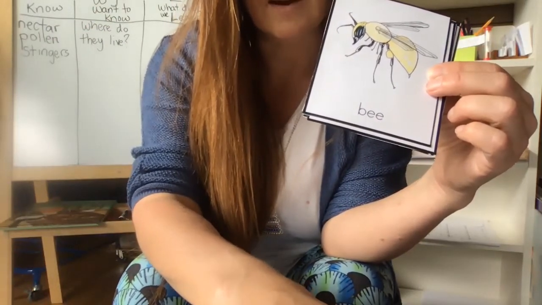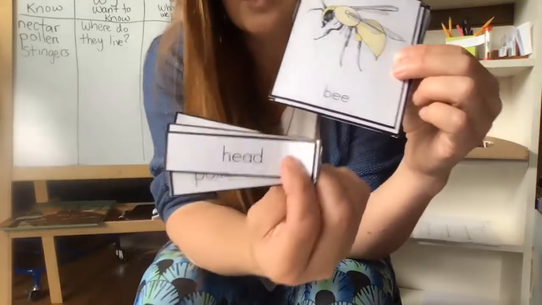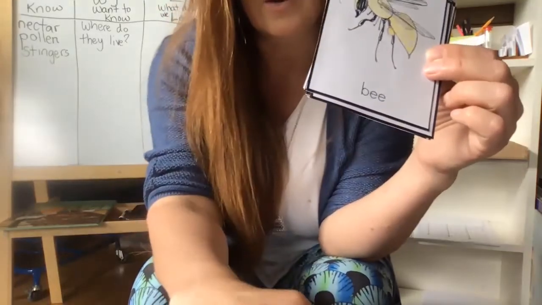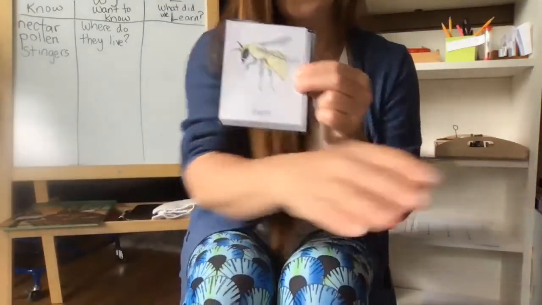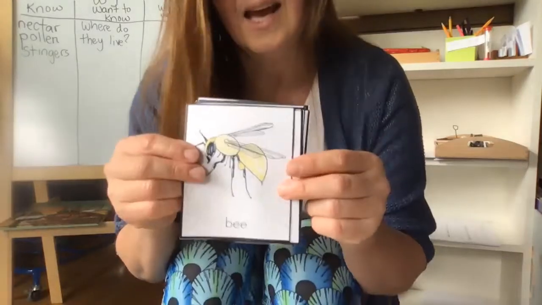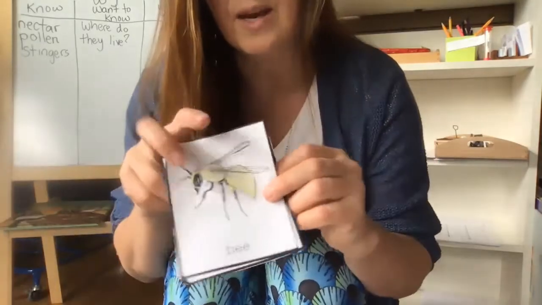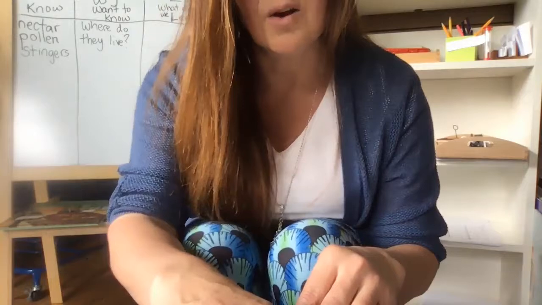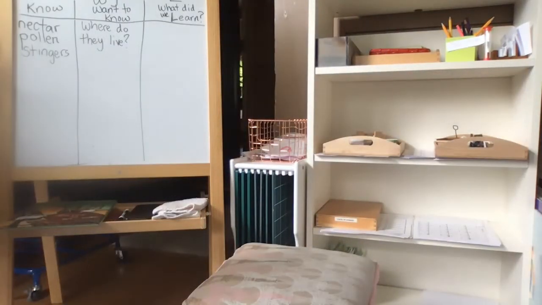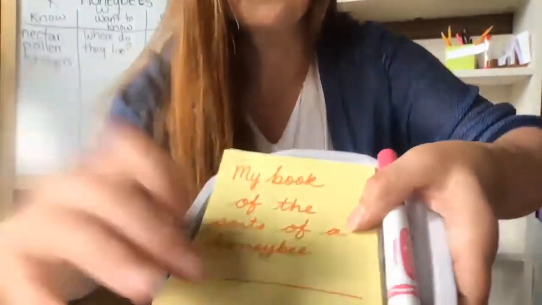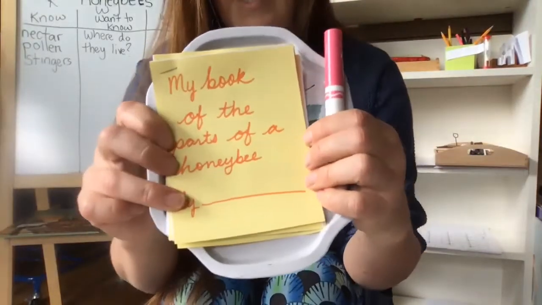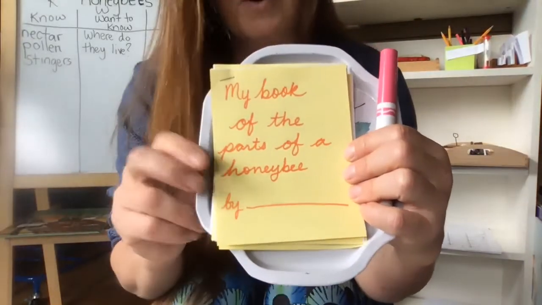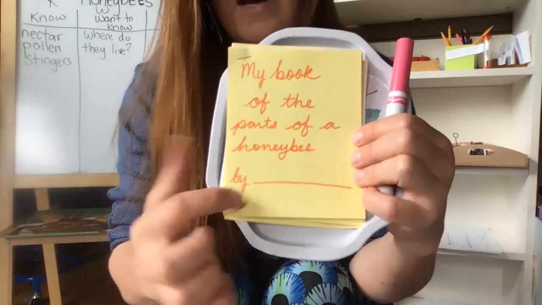And I'm just picking these at random so they do not match. So here's the label. Okay, so once we have all the cards laid out and they're nice and organized, and I've shown and we've matched, then I will show them that they can make their own book of the honeybee. And I will get that off the shelf, and here it is sitting on its own tray right here. My book of the parts of a honeybee by so-and-so.